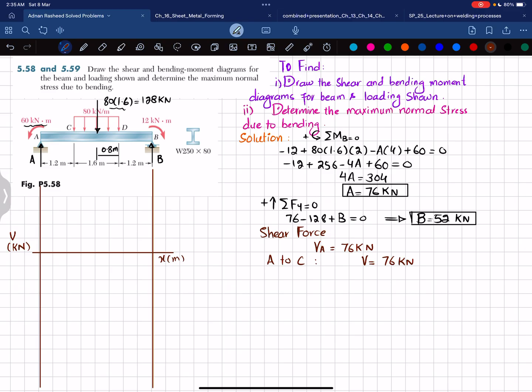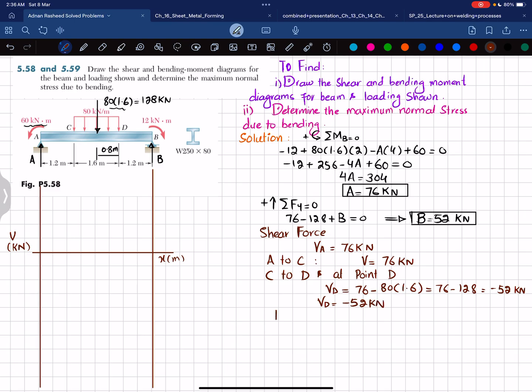Okay, at the region of D, from C to D, at point D the shear force VD will be equal to the shear force at this point, VA, plus this one. You can see this 80 multiplied by 1.6 will give you the shear force at this point. Clear? So I can write it, it will be equal to 76 minus 80 multiplied by 1.6, and that will give you 76 minus 128, so it will give you minus 52 kilonewton. So VD is equal to minus 52 kilonewton.